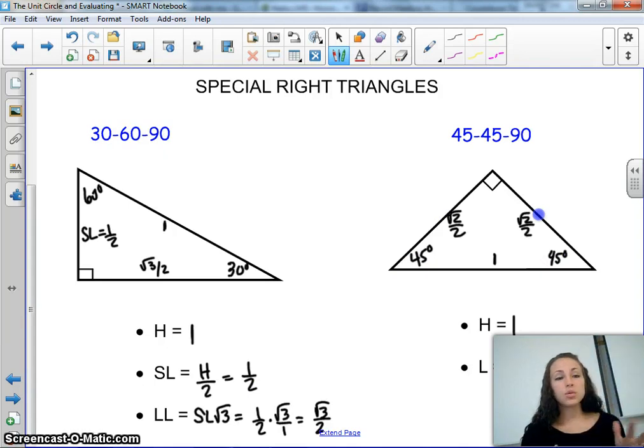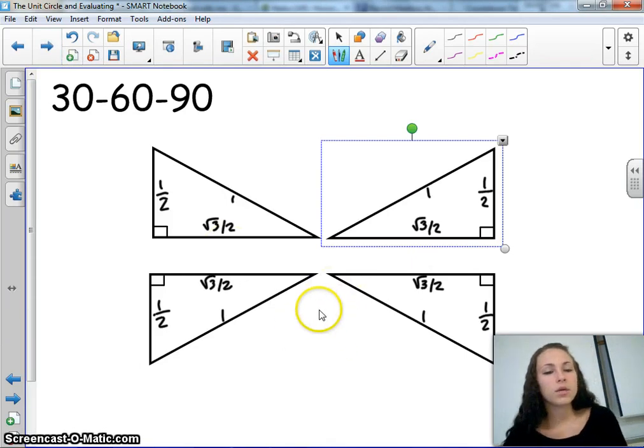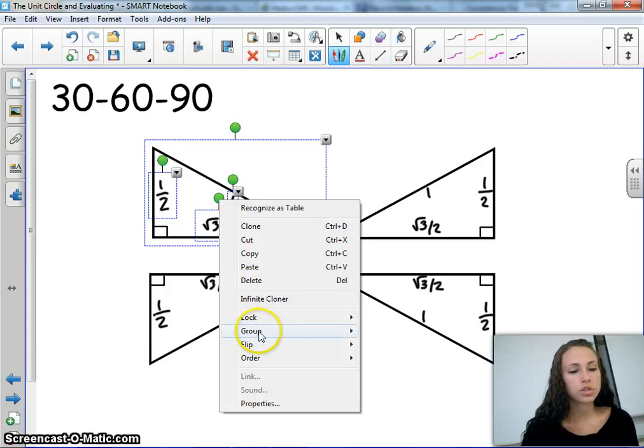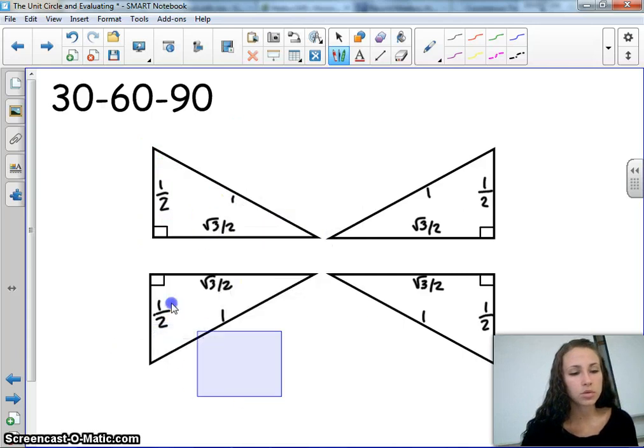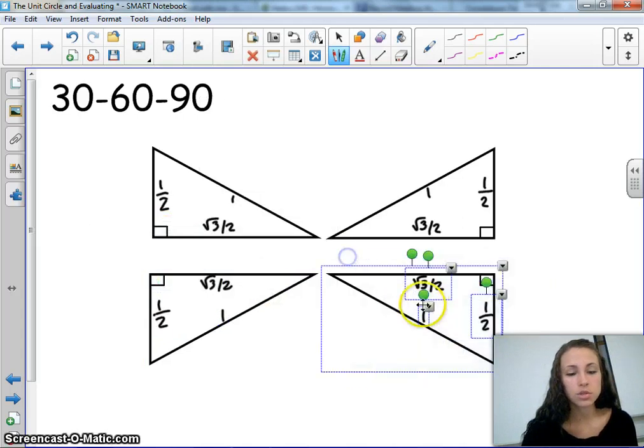So you need to label your 30, 60, 90 and 45, 45, 90 like I have them labeled. And then you also need to turn them over and label them on the other side as well, because you're going to be using that triangle to flip and manipulate on the unit circle. So all I did was I'm going to be using each one of these triangles, and I'm going to go ahead and group each of them so all of my writing goes with it. But I didn't label my angles, but I will when we get to the unit circle.